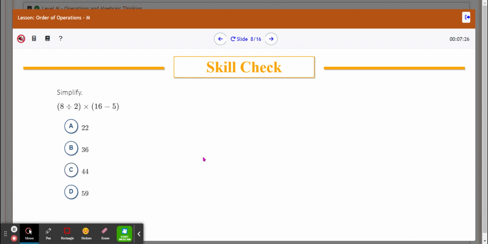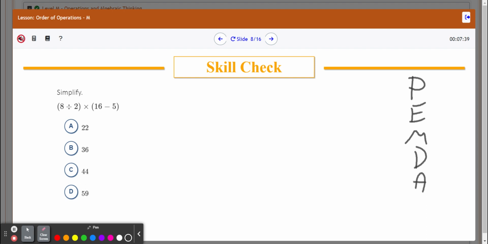Let's look at another example. I've got parentheses 8 divided by 2, times parentheses 16 minus 5. Again, I always start with my PEMDAS. So right off the bat, I've got two sets of parentheses. You're going to ask yourself, wait a minute, which parentheses comes first? I mean, I've got two sets. How do I know which one to do first?